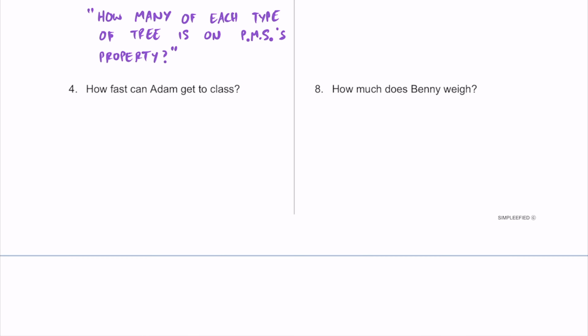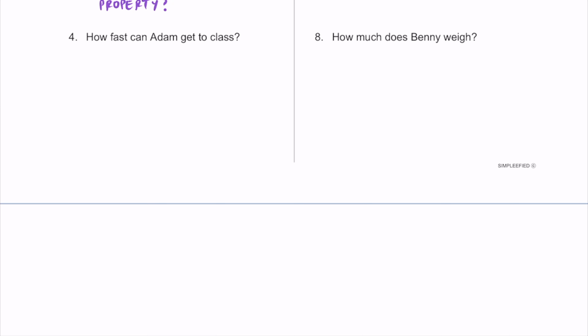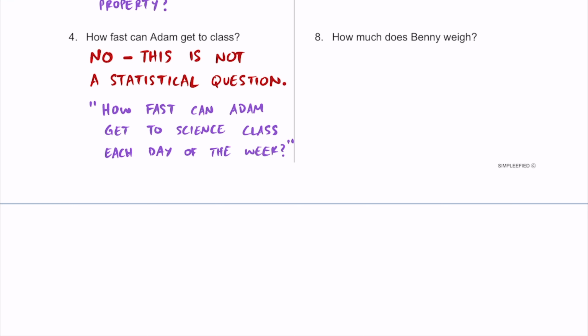For number four, we have the question, how fast can Adam get to class? This right here is not a statistical question. Let's see if we can reword this question so that we can collect some data on this. Rewording this question, we could say, how fast can Adam get to science class each day of the week? Because we could record down a time for Monday, Tuesday, Wednesday, Thursday, and Friday, this would then be statistical.